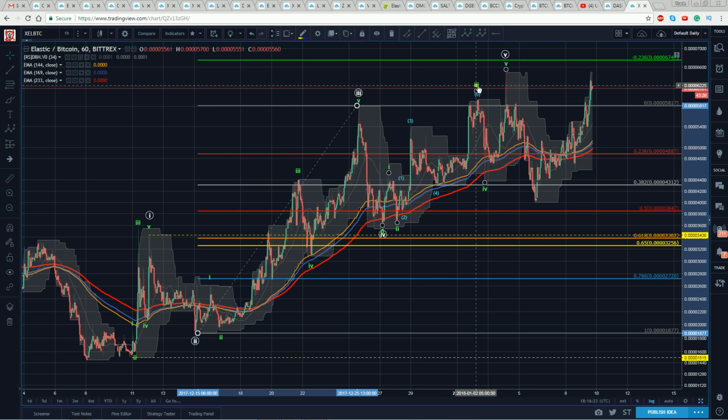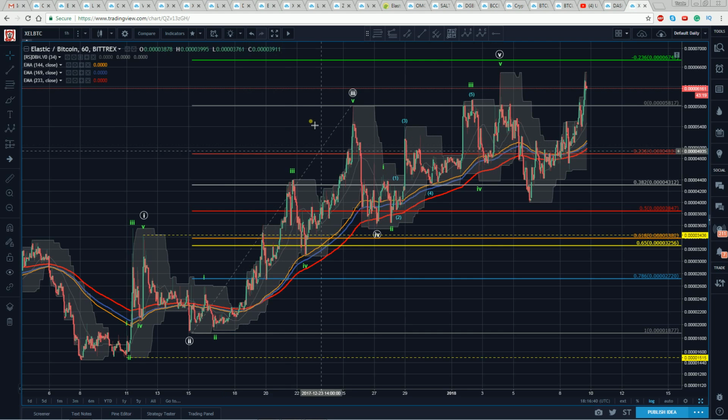Can that work as a third? Well, so if it's going to be a third, we know we don't want a diagonal there. Right, so it becomes a question of is this my 1?